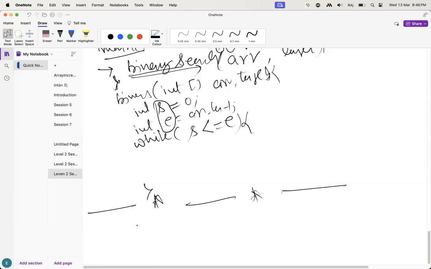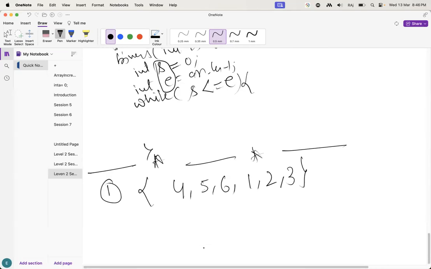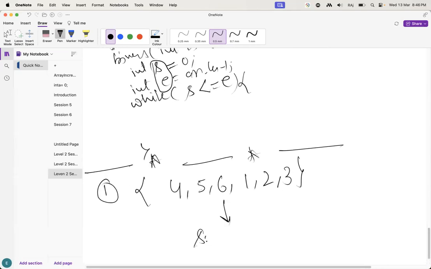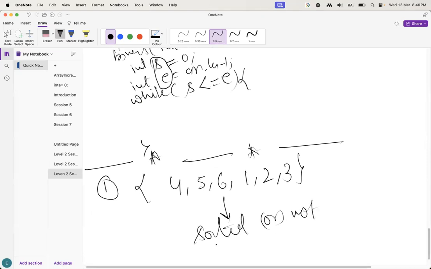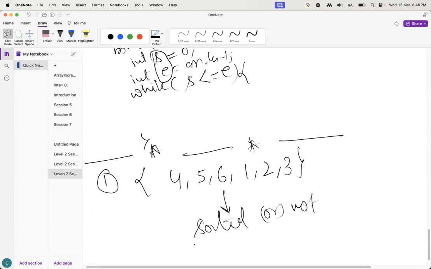Okay, guys, we will try to solve other questions based on binary search. Sometimes they give a question like this, guys: 4, 5, 6, 1, 2, 3. Is this array sorted or not? Please let me know, guys. Sorted or not?